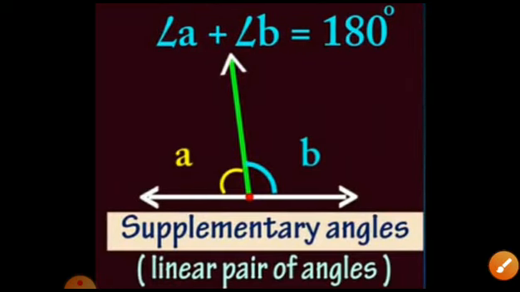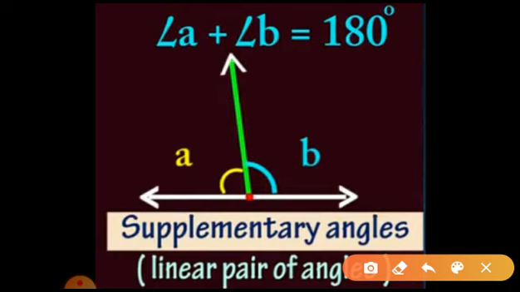Next, you might have heard about linear pair of angles. What were linear pair of angles? The definition is: two adjacent angles are said to be a linear pair only if they form what? The uncommon arms form a straight line. Only then can I say that angle A and angle B will be supplementary angles. I'll get it as a straight line.